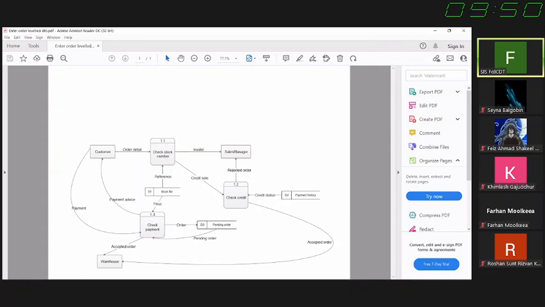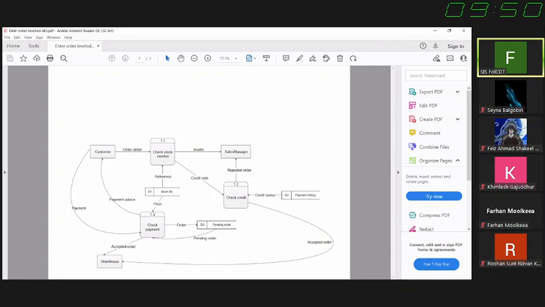So if we check in the high level, there's order details and payment details as input, and there are three outputs: order, invalid order, rejected order. I'm putting the order detail here, but I'm putting the payment here. So there are two inputs. For the number of outputs, there's accepted order, and there's rejected order that goes to manager.